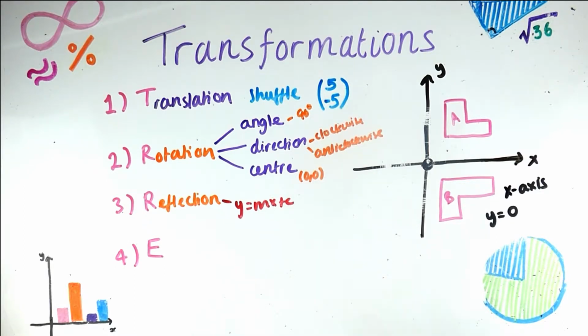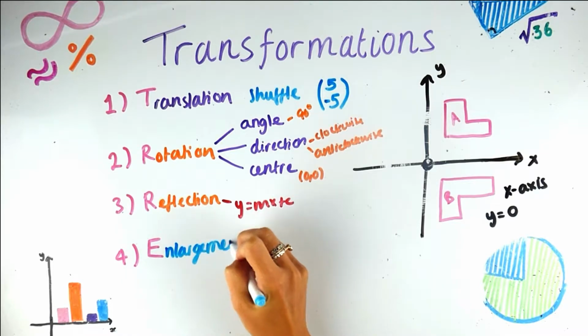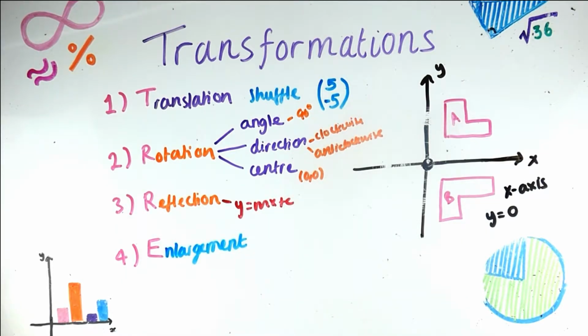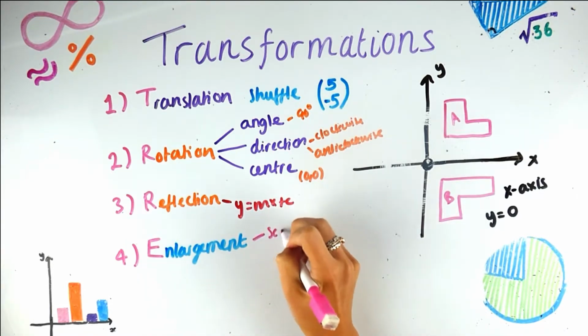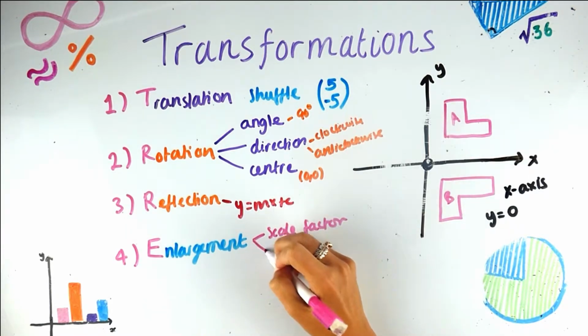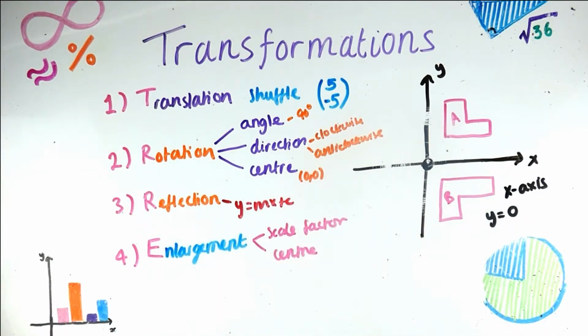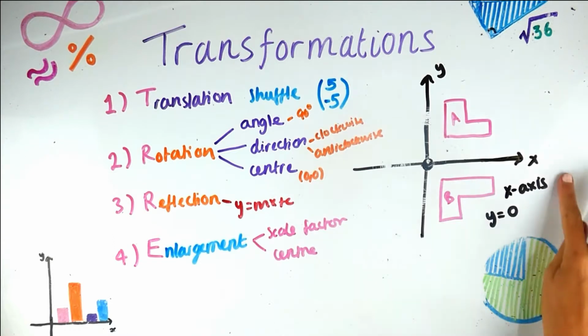And our final one is enlargement, which is a bit misleading because it can also shrink. But it's called enlargement, so we'll just go with that. There are 2 things you need to write down for enlargement: the scale factor, like how much it's getting bigger or smaller by, and the centre. A bit like the centre of rotation, you need the centre of enlargement, so at what point it is enlarging from.